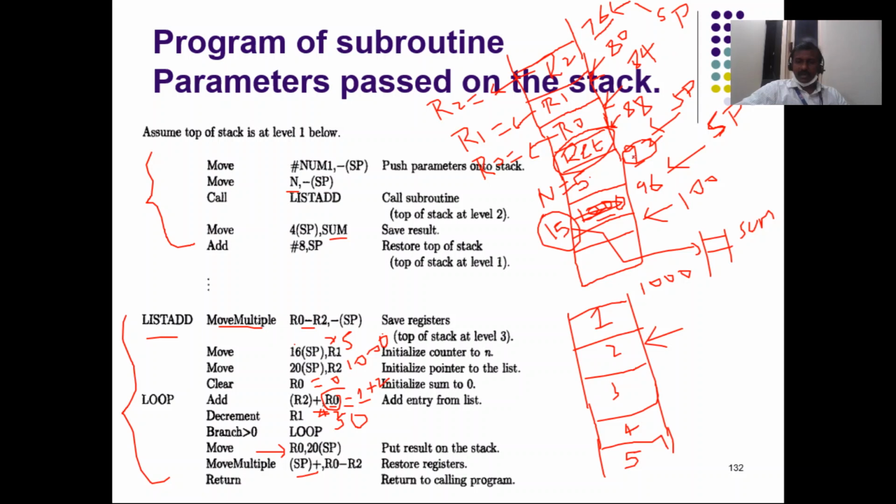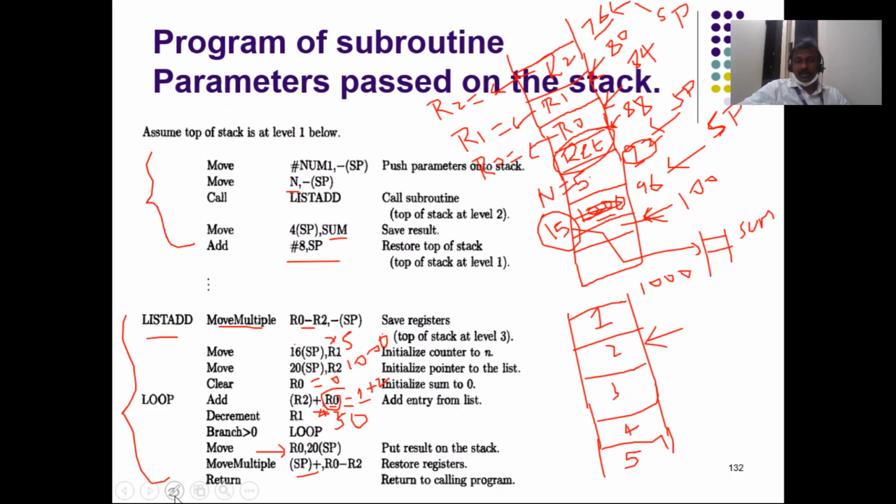Okay, so 92 plus 8 is what? 100. This is the location where originally the stack is pointing before we execute this program. So finally we restore the stack pointer to that location, right? So that is what it is doing. Okay, so basically the point here we are discussing is how parameters are passed in the stack.